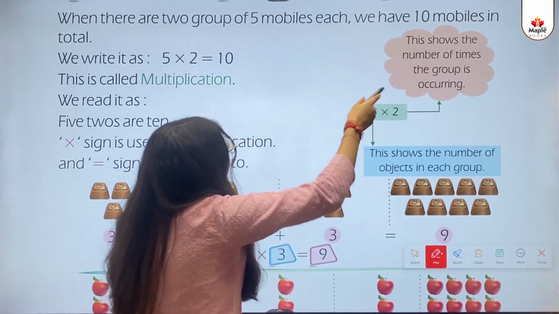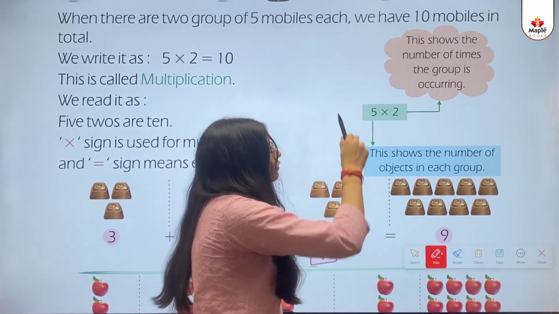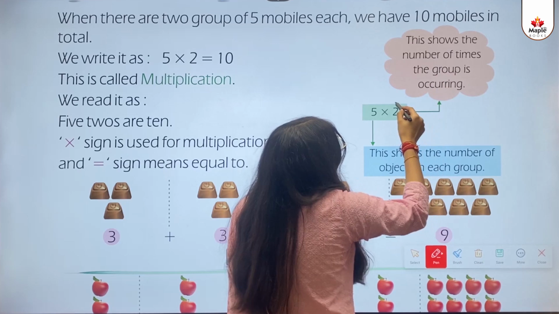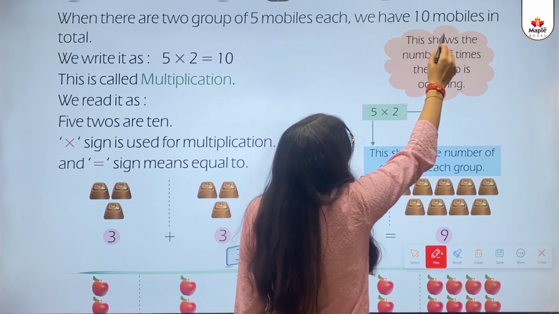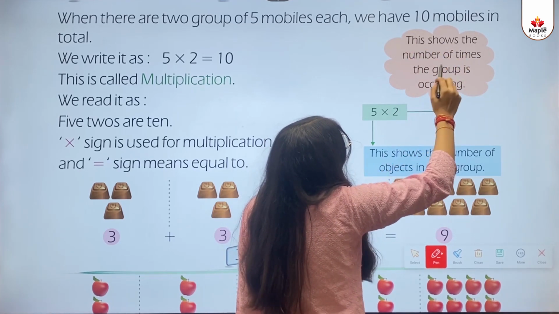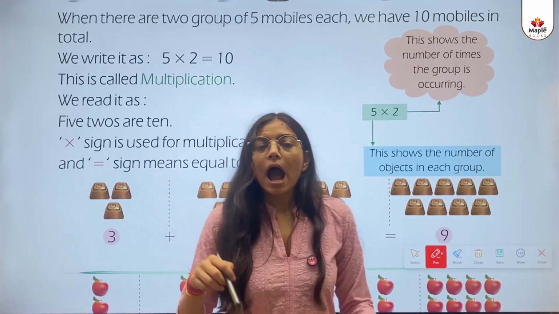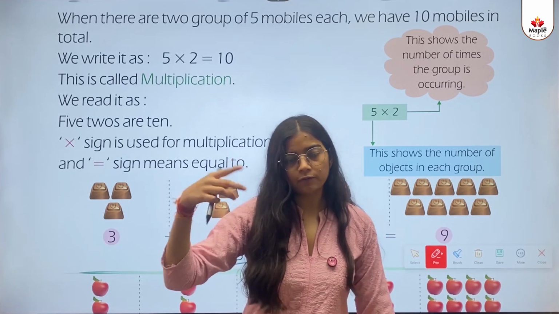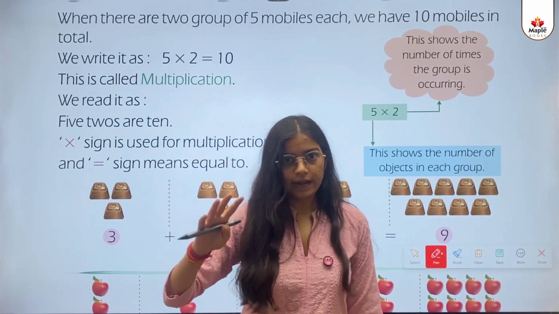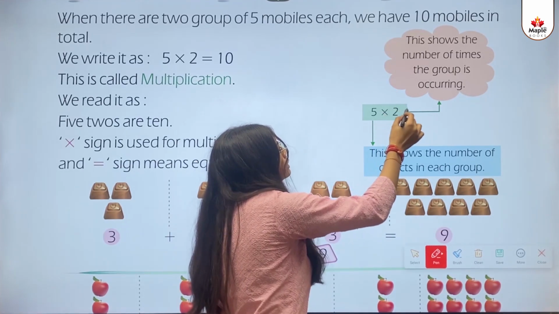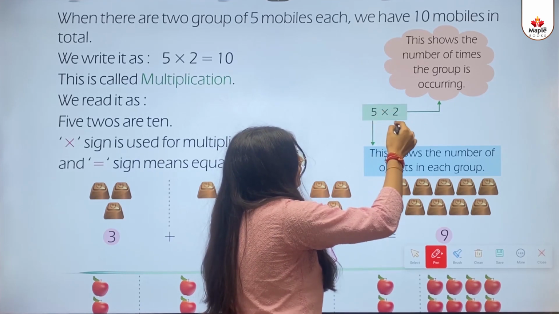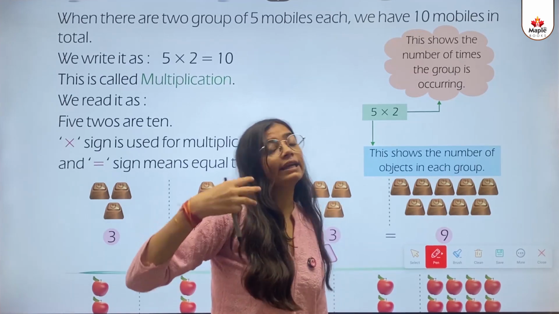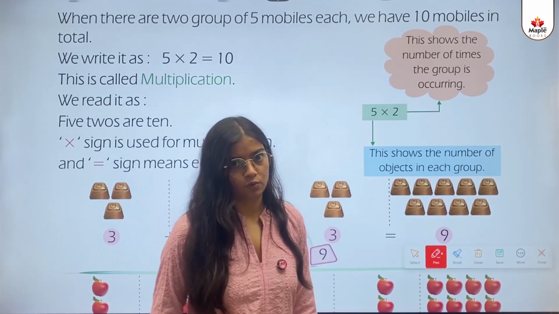Now, what is written here? So, 5 multiply 2. This part, 2, shows the number of times the group is occurring. So, I have already told you about the groups. We have already seen two groups of mobile phones, 5 each, right? So, this part says the number of times the group occurs. It can be 2 times, it can be 3 times, more than that also.